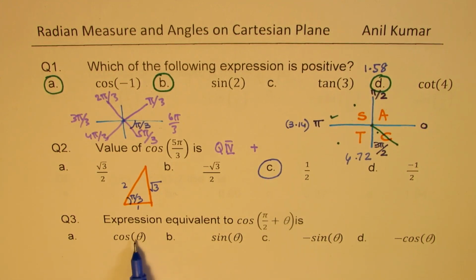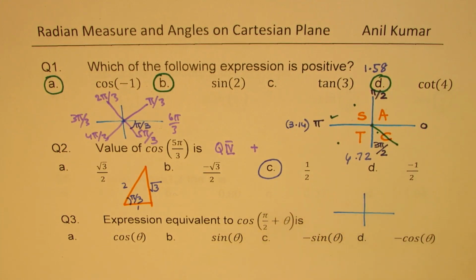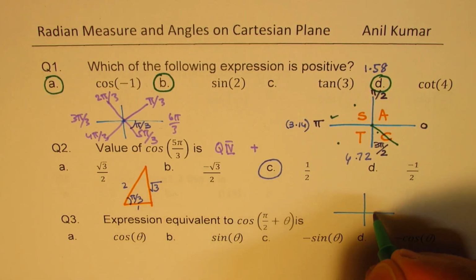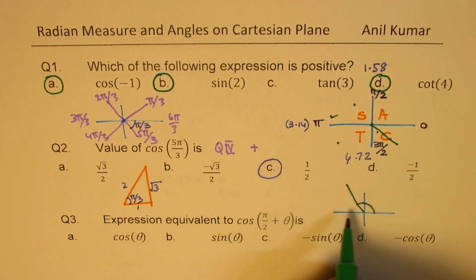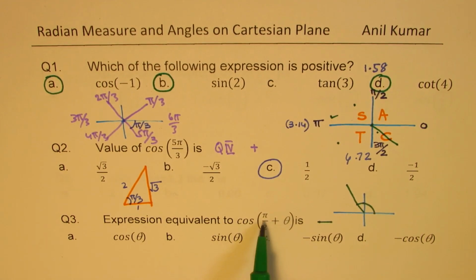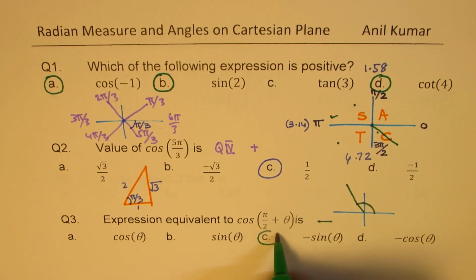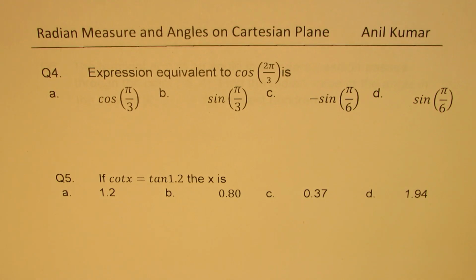Question number 3. Express equivalent to cos of pi by 2 plus theta. Now when I say cos of pi by 2 plus theta, it means that we are in quadrant 2, right? So that is pi by 2, and some angle theta means we are here. Now in this quadrant, we know cos is negative. So we are looking for a negative value, and that is a co-function. It has to be negative of sine theta. So option C is the right option, negative sine theta. Is that clear to you? I hope these questions are absolutely clear. Now, question number 4.